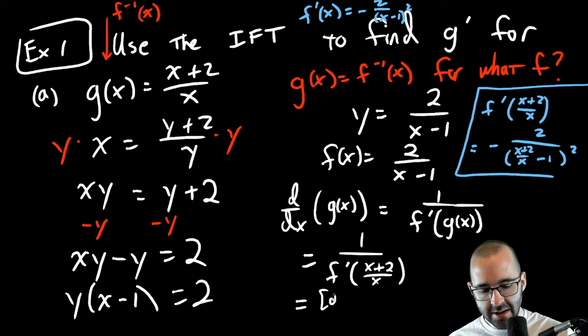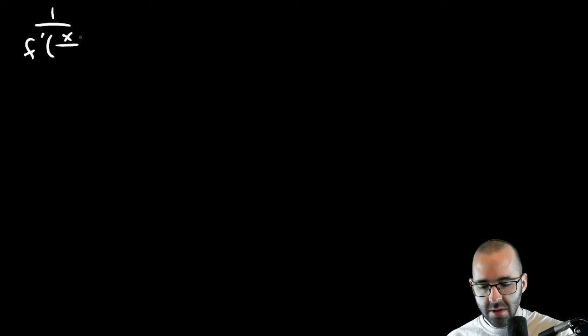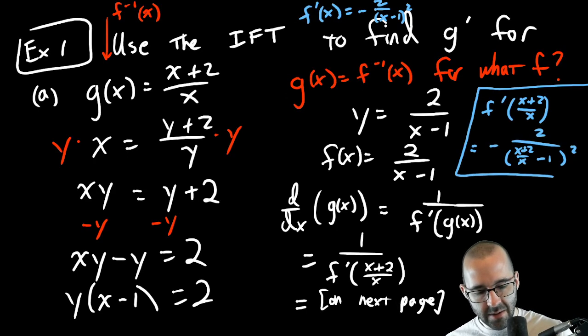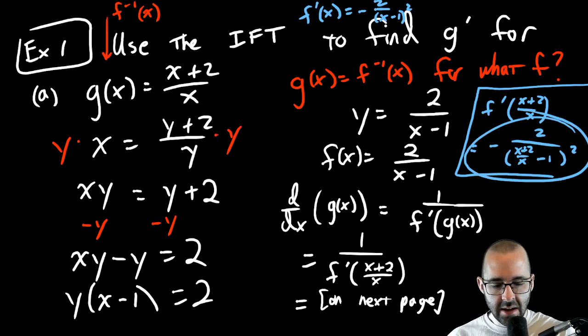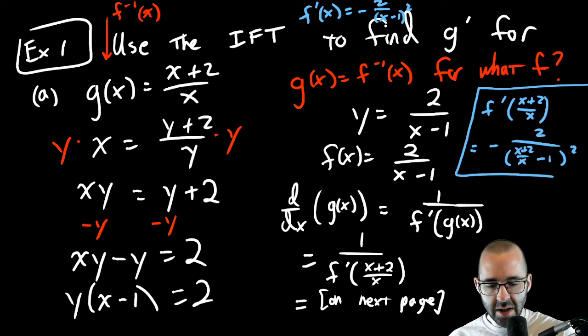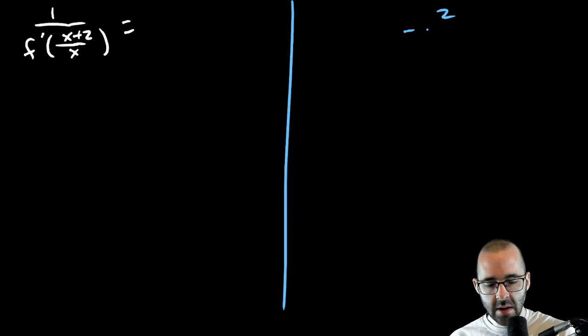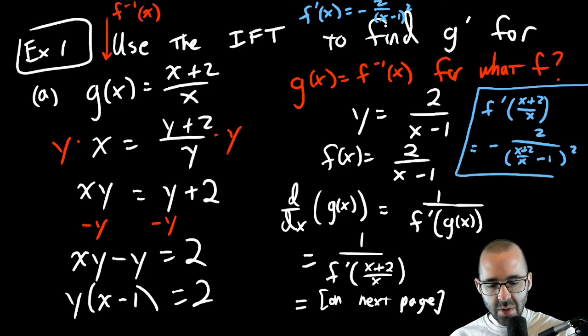We're going to say on next page, and say, okay, eventually we want to be talking about 1 over f prime of x plus 2 over x. But again, let's stay off to the side real quick and simplify this. -2 over x plus 2 over x minus 1 squared. That's not it. Minus 1 squared in parentheses.